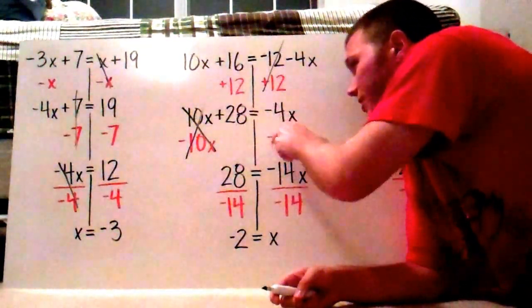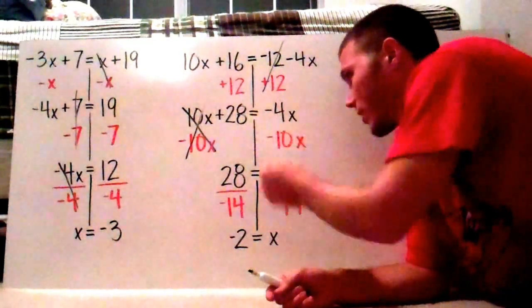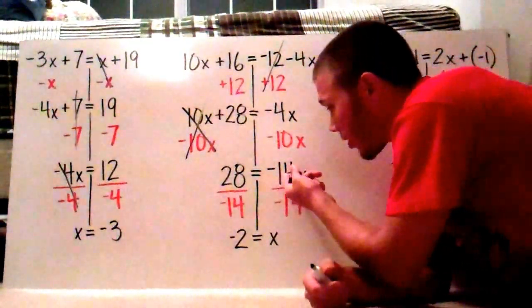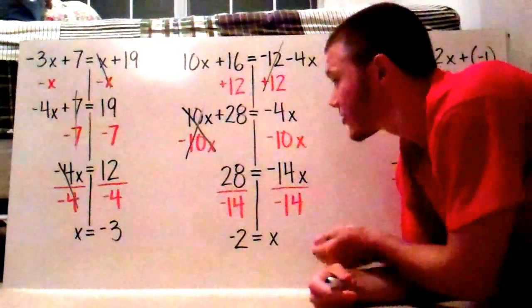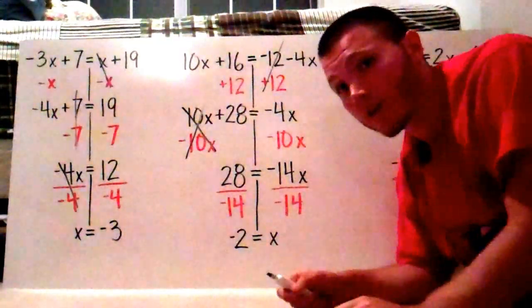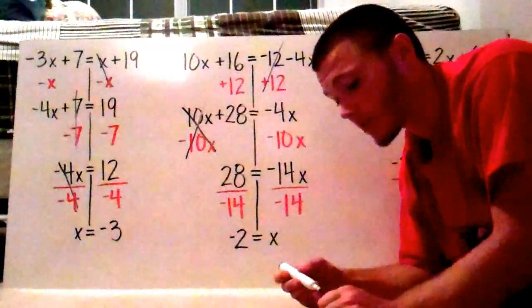And then negative 4x minus 10x. You owe 4 bucks and you owe 10 bucks. So total you owe 14 bucks. But we're not dealing with dollars. We're dealing with the x variable. So it's going to be negative 14x.